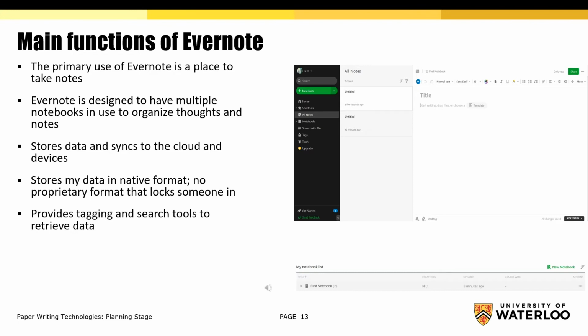Evernote is designed to have multiple notebooks in use to properly organize the user notes into easy-to-read, separate notebooks. Evernote stores data and syncs to the cloud as well as multiple devices. It stores data in native format, no proprietary format that locks you in. It provides tagging and search tools to retrieve data.